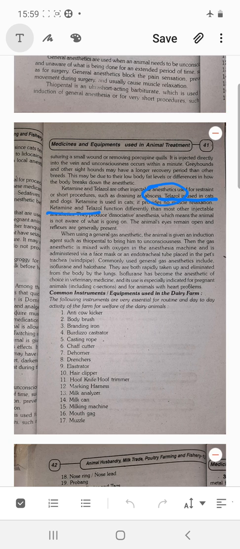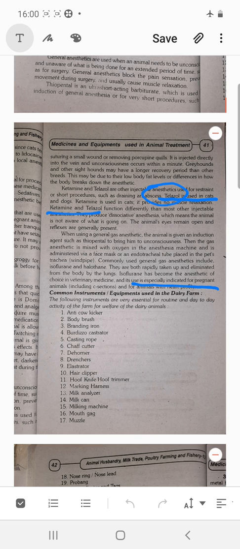Commonly used general gas anesthetics include isoflurane and halothane. They are both rapidly taken up and eliminated from the body by the lungs. Isoflurane has become the anesthetic of choice in veterinary medicine, and it is especially indicated for pregnant animals. Okay, so this is also a very important point: which anesthesia is used in pregnant animals.